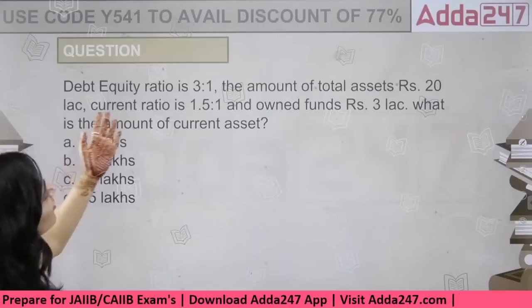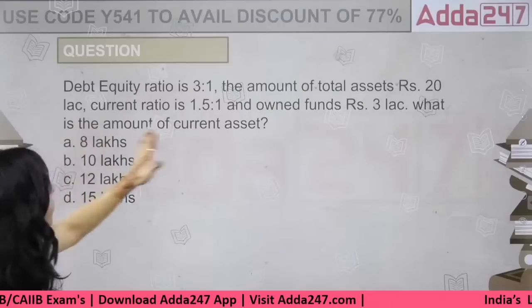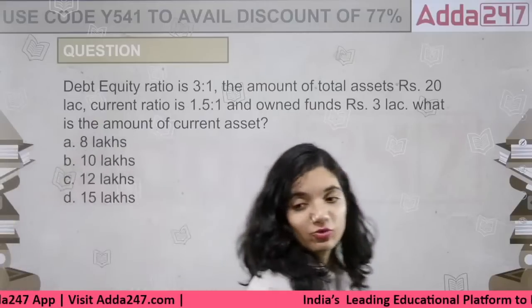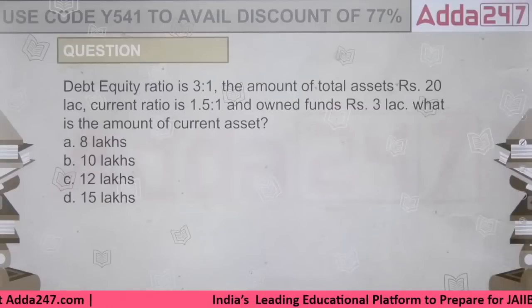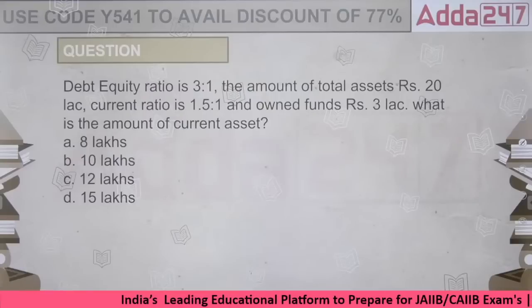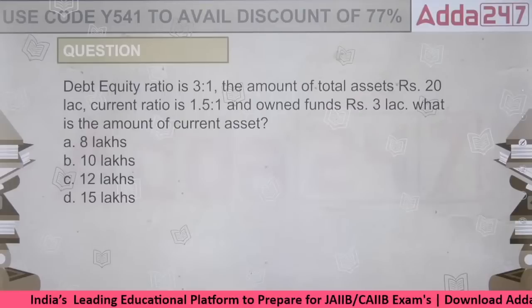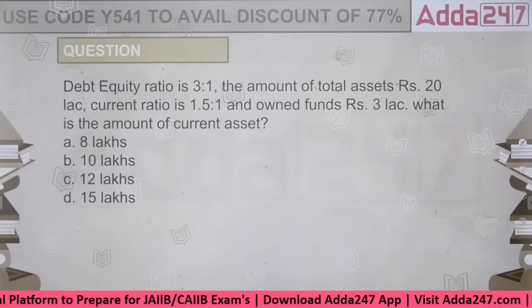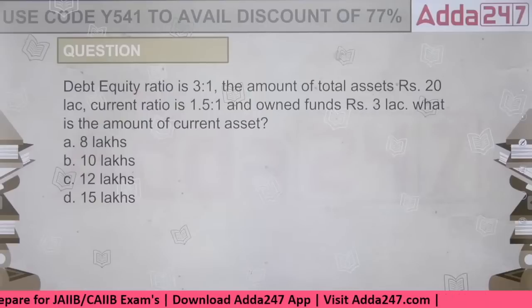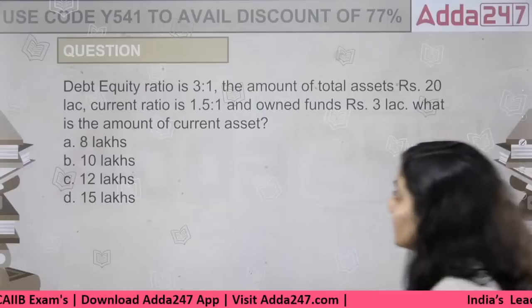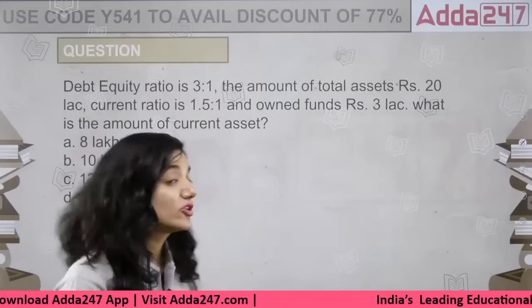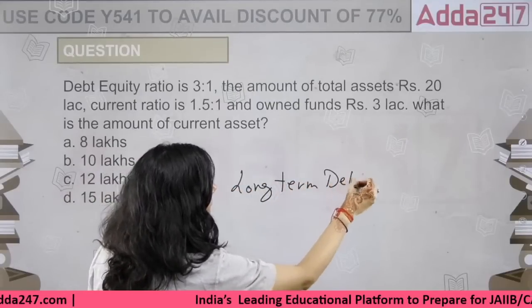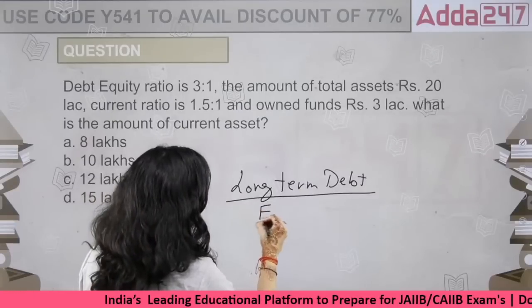The debt equity ratio is 3:1, and the amount of the total assets is 20 lakh. Current ratio is 1.5:1. The owned funds is rupees 3 lakhs. And what would be the value of current assets? 8 lakhs, 10 lakhs, 12 lakhs, or 15 lakhs. Okay. When we talk about the debt equity ratio, please remember debt means only the long term debt divided by equity.